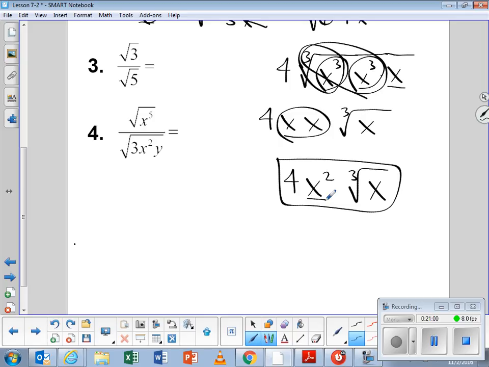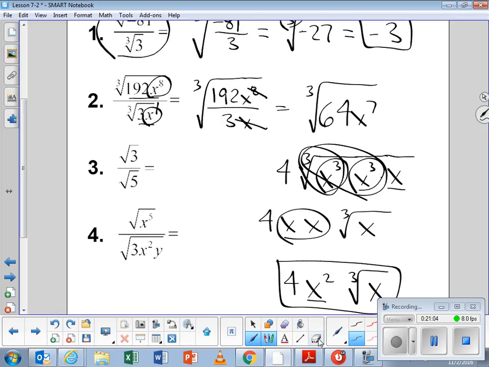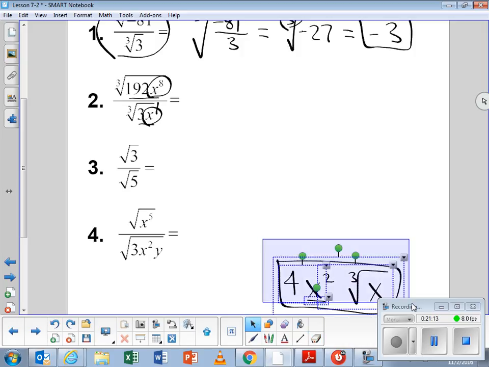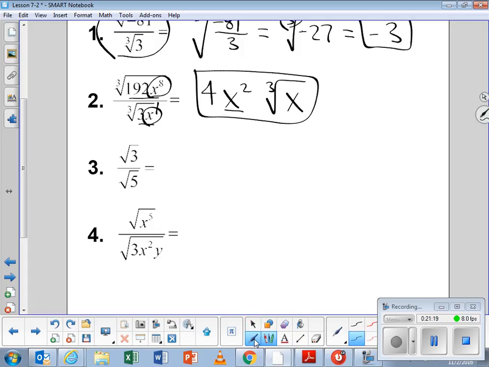All right. Now, I'm going to erase all this. Can I erase it now? And then I'm going to move that up there, just so we still have the answer up there and we still have room to work.